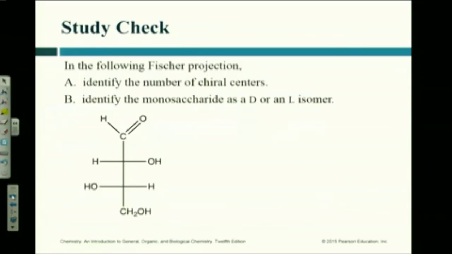I do want you to be able to do this though. How many chiral carbons do we have here? 2. There are 2, right? 1 and 2. Okay? Is it L or D? L. Why L? Because it's on the left. This is the furthest from this, so it is on the left. This is an L form. Okay?